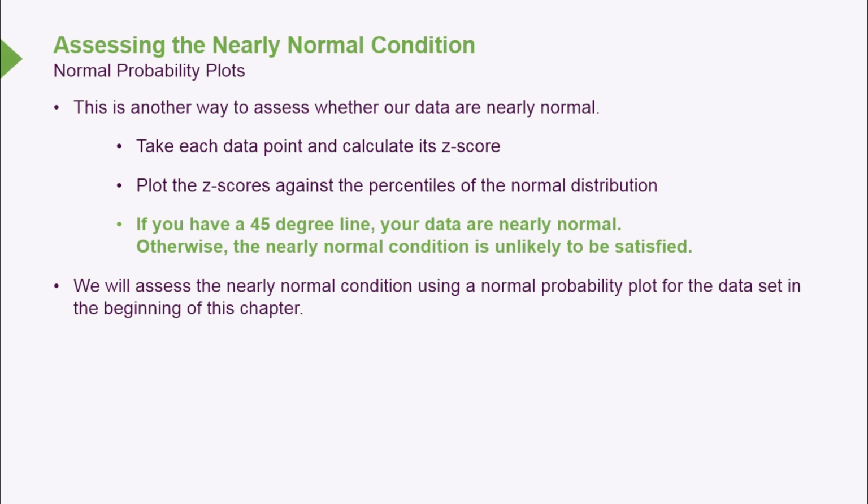The least important part of this is to know what goes on which axis. The important part is if you see a normal probability plot and it's not roughly a line, then your data are likely not normal. So we're going to quickly assess the nearly normal condition using a normal probability plot for the data set that was in the beginning of this lecture.